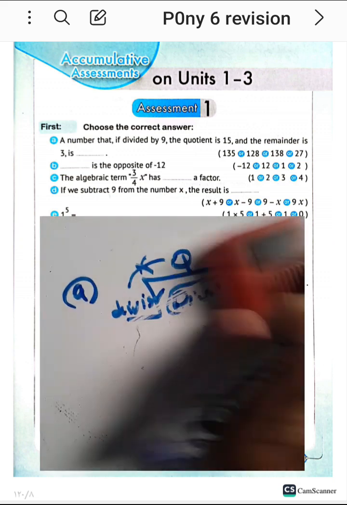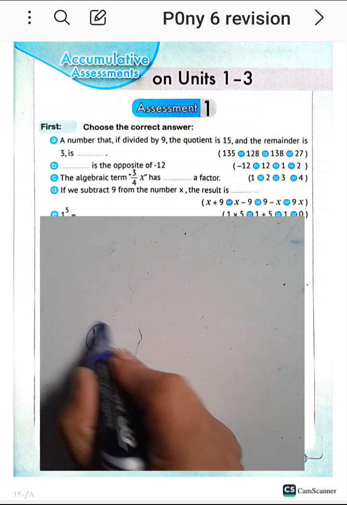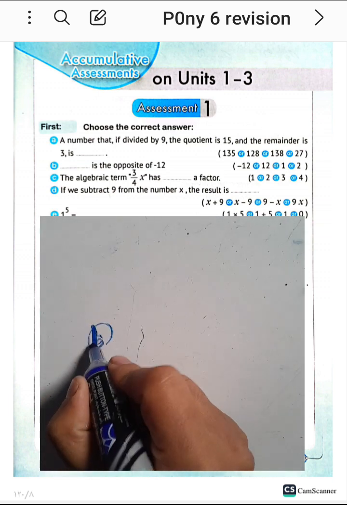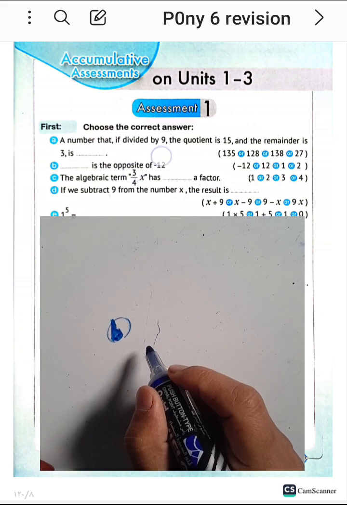Letter B. The opposite of negative 12 will be 12.